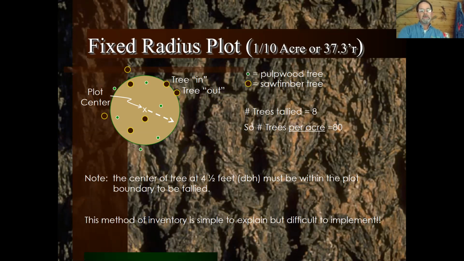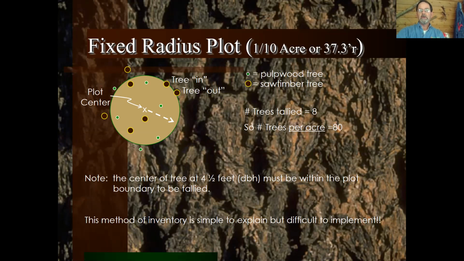Now it's important to note that the center of the tree, at 4.5 feet, must be within the boundary in order to be tallied. So this tree would be in, whereas this tree would be out, not included. This method of inventory is really pretty simple to explain. We've just done it in one slide, but it's difficult to implement.